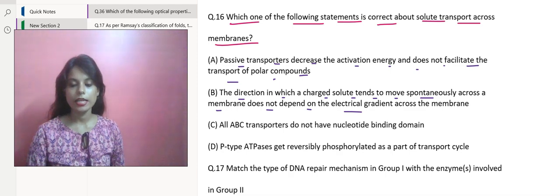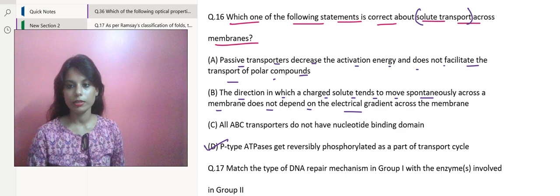P-type ATPases get reversibly phosphorylated as a part of the transport cycle. Yes, this one is correct. They get reversibly phosphorylated as a part of the transport cycle is the correct statement about solute transport across the membranes. Okay. Now talking about solute transport.